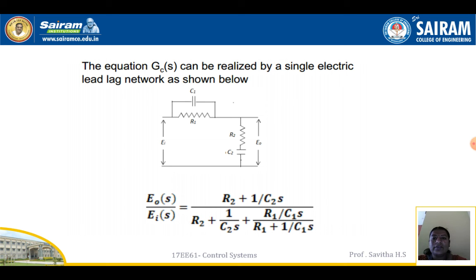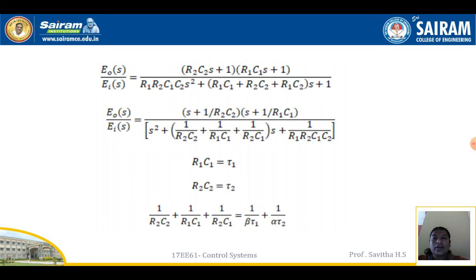Therefore, E naught of S by E of S is (R2 plus 1 by C2S) divided by (R2 plus 1 by C2S plus R1 by C1S divided by R1 plus 1 by C1S). So E naught of S by E of S is (S square plus (1 by R1 C1 plus 1 by R2 C2) S plus 1 by R1 R2 C1 C2) divided by (S square plus (1 by R2 C2 plus 1 by R1 C1 plus 1 by R2 C1) S plus 1 by R1 R2 C1 C2).